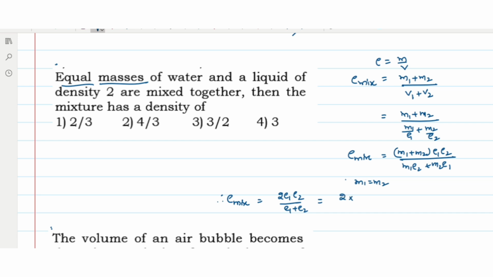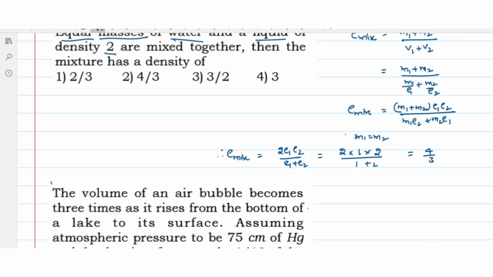Here, 2 into the water and the liquid density, given as 2. So the density of the water you can take as 1 gram per cc, and the density of the other liquid is given as 2 gram per cc. You substitute: 1 plus 2, and the density of the mixture will be 4 by 3. So the second option is the correct answer.